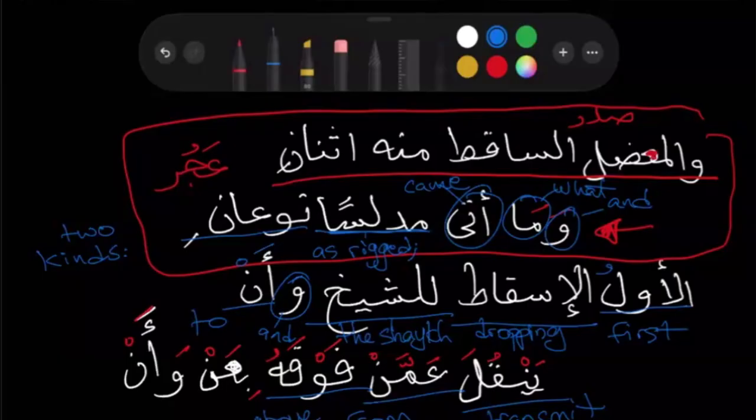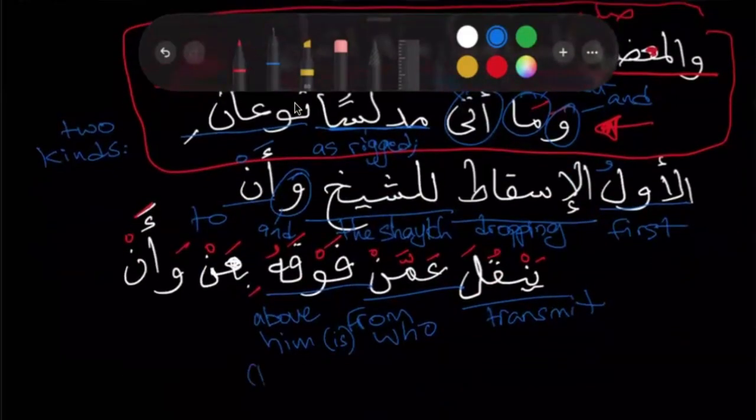What does above him mean here? 5, 4, 3, 2, 1. Above him means here before him. Before him.